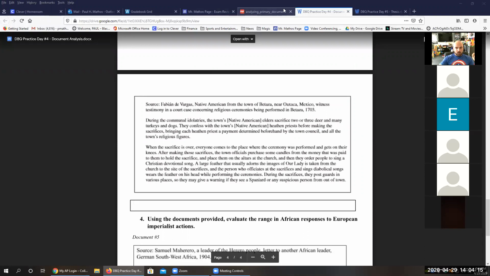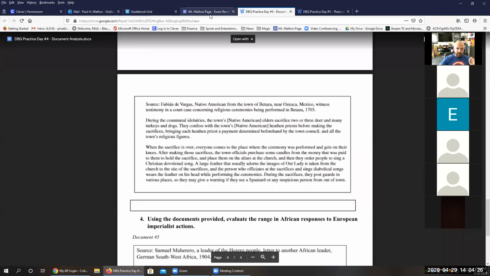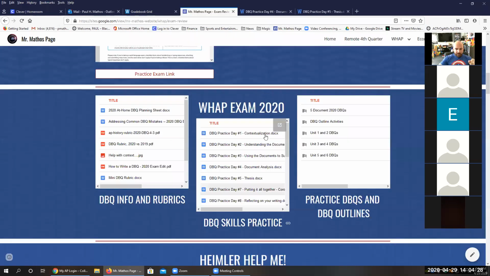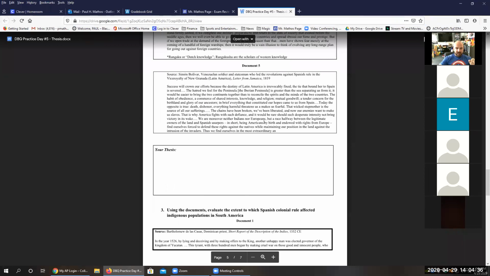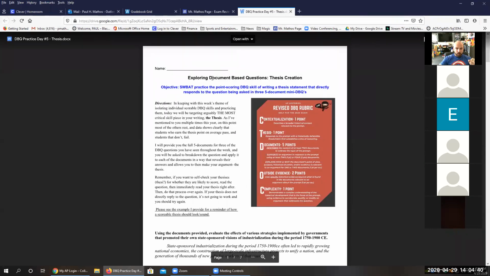Again, you can use this when you're writing your DBQs, by the way, for this week. It may help you at least get that document analysis point that a lot of you guys have been missing. All right, so in exam review, again, this is on my website, Lab Exam 2020. Click on Thesis, Document 5, Thesis Practice. All right, looks like this on top, exploring the document-based question, thesis creation.